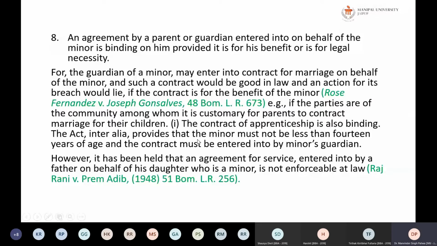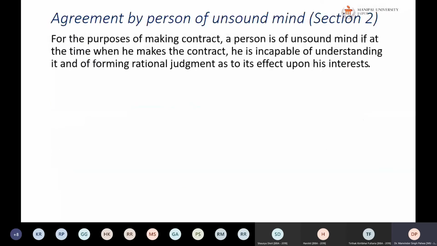So next is the agreement with a person who is of unsound mind. For the purpose of making a contract, a person is of unsound mind if, at the time when he makes the contract, he is incapable of understanding it and of forming a rational judgment as to its effect upon his interest. People of unsound mind are considered separately because they do not have a sound mind. They cannot think properly and they cannot think of their own good.